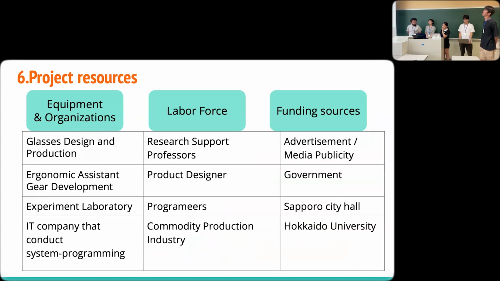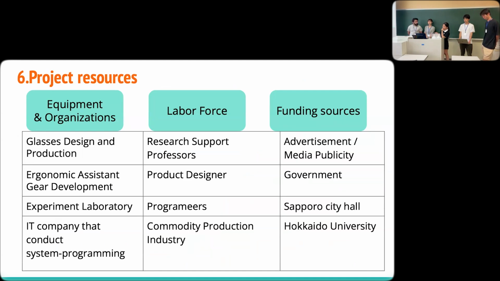And the next part is our project resources. To achieve all these outcomes, we require resources like this below. First one is the equipment and organizations containing glasses design and production, ergonomic assistant gear development, experimental laboratory, and IT company that conduct system programming, and also the labor force, which contains research support professors, product designers, programmers, multi-production industries.